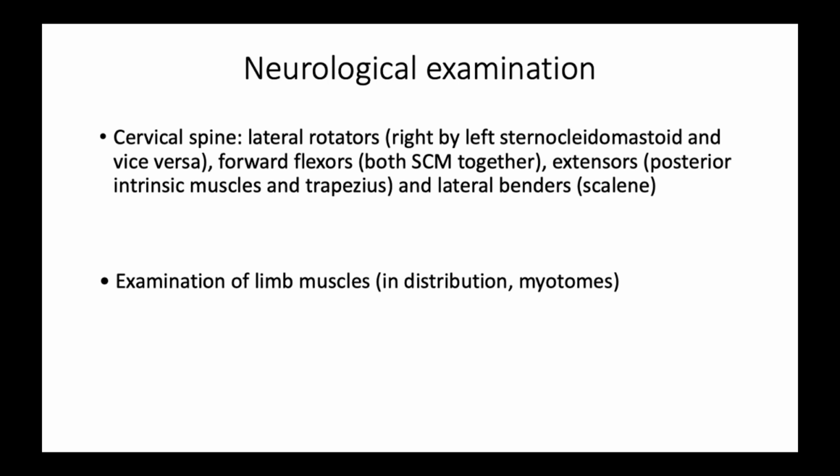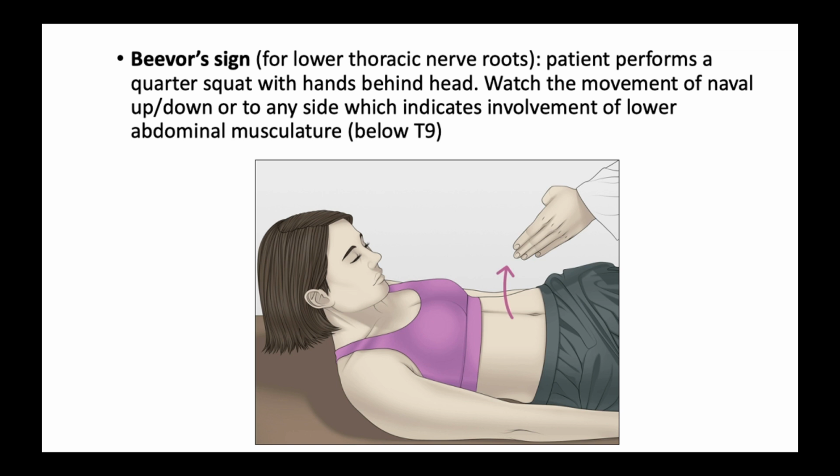The most vital part of a spine examination is assessment of neurology. The motor power in the cervical spine is assessed by checking the lateral flexors, extensors, forward flexors, and the lateral benders. For trunk muscles, we can ask the patient to perform the Beevor's test and note the movement of the umbilicus. For limb muscles, we go by the myotomal distribution. This is how a Beevor's test is performed: by asking the patient to lift the head upwards, and the location and movement of the umbilicus is noted down.